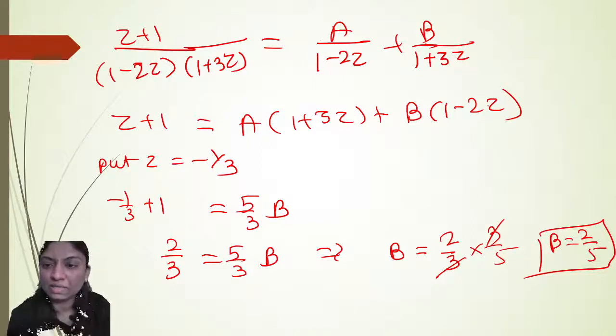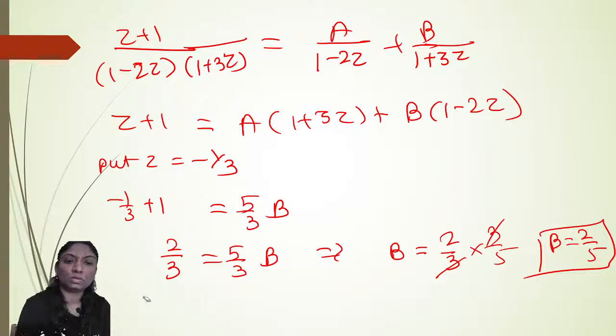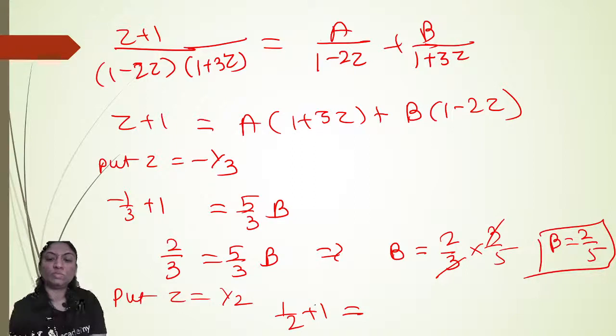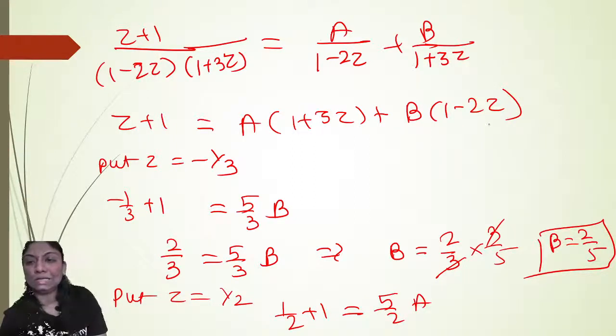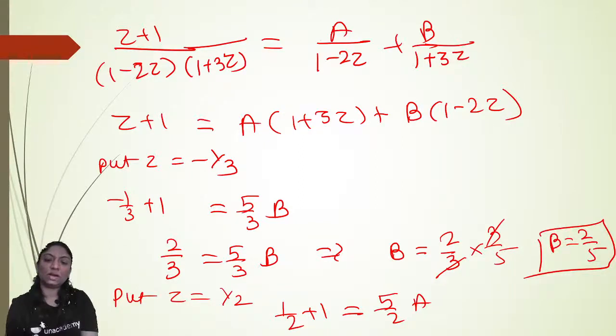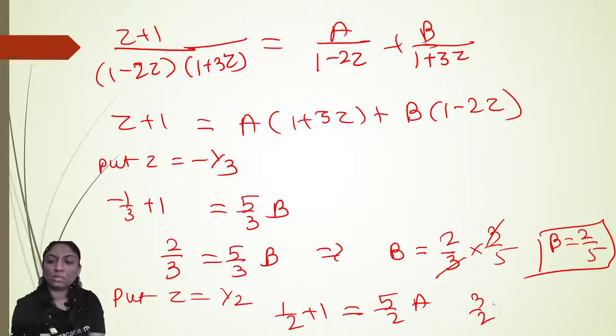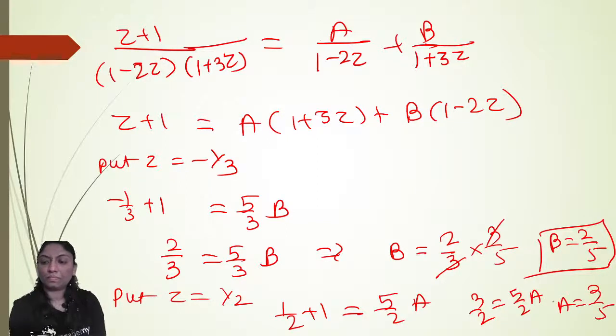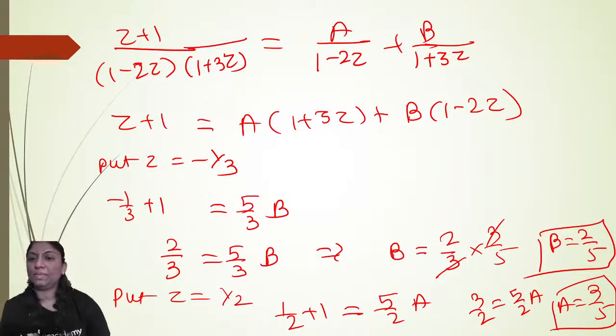Now put z is equal to 1 by 2 here. Put z is equal to 1 by 2. 1 by 2 plus 1 is equal to 3 by 2. So 1 plus 3 by 2, so 5 by 2 a. Right? Here the b term is 0. So 3 by 2 is equal to 5 by 2 a. So a is equal to 3 by 5. Just put the values. A is equal to 3 by 5 and b is equal to 2 by 5. And 7 by 6 as it is. Right?